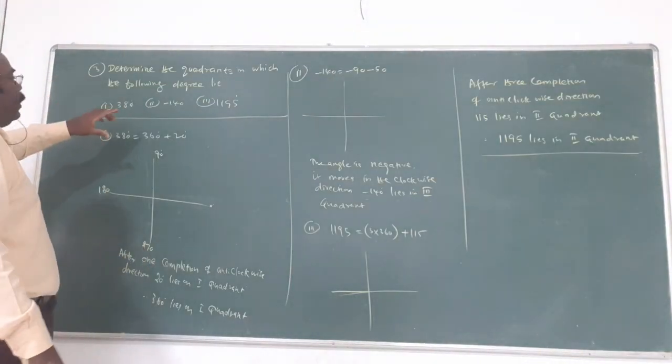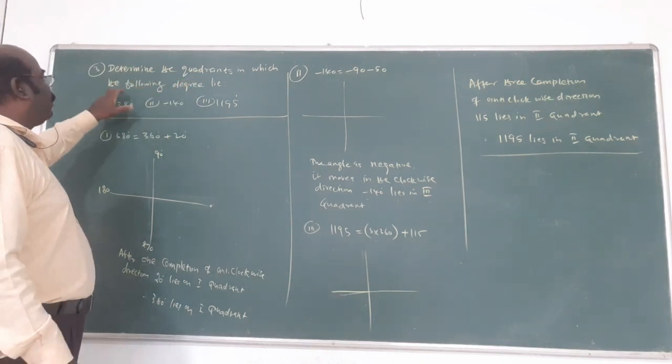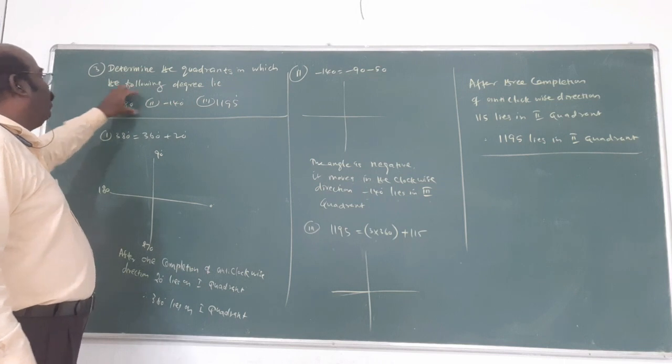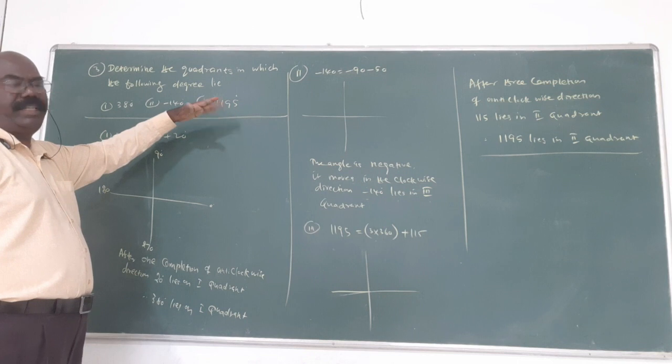Now listen here. Determine the quadrants. Which quadrant does each of the following degrees lie in? 380 degree, minus 140 degree, 195.